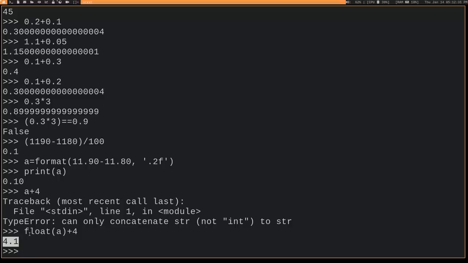So now you know why computers mess up decimals sometimes. It's not anything to do with your code or your computer. It's just how floating point numbers work.